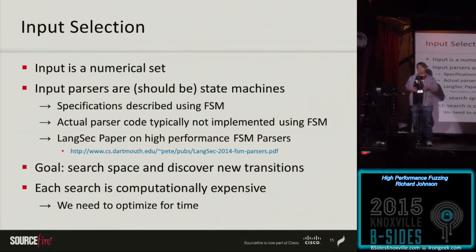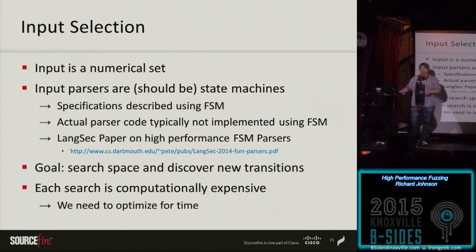The larger that set of data is, the greater the search space is. If you're using a mutational approach, the efficiency of your mutation is going to depend on the total size of the file. So in short, you just want the smallest file possible that will reach the functionality you're targeting.